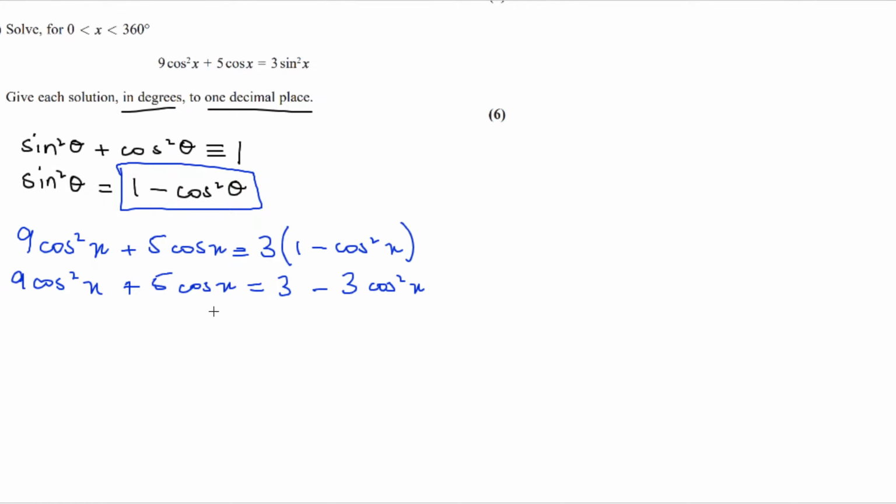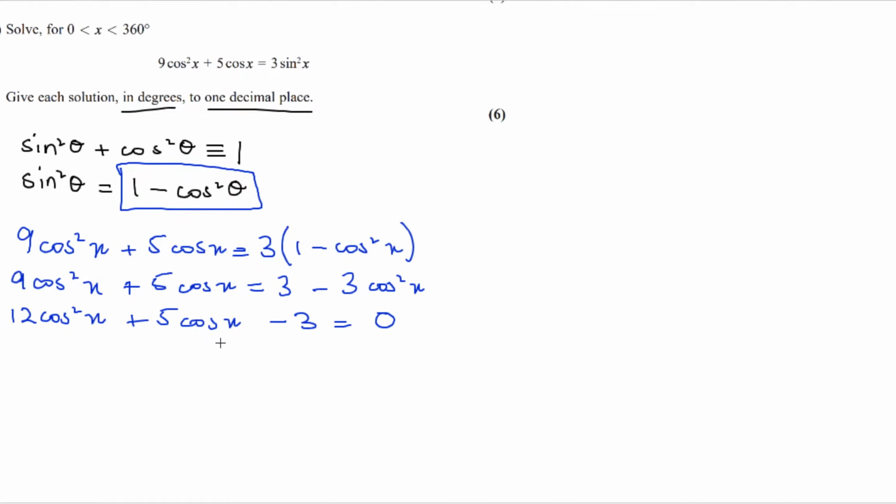Now I've got 9 cos squared x here, and I've got a negative 3 cos squared x here. I can add 3 cos squared x on both sides of the equation, so I will have 9 cos squared x plus 3 cos squared x, which is 12 cos squared x, and then I've got 5 cos x as it is, and I subtract 3 from both sides, so I've got minus 3 equals 0.